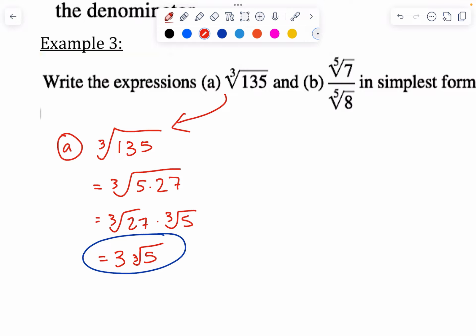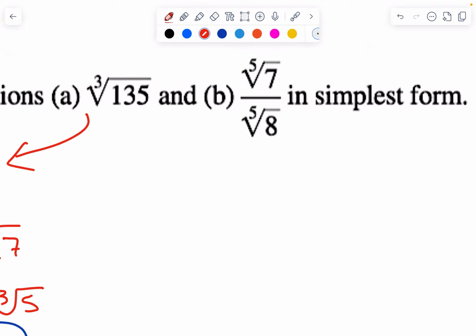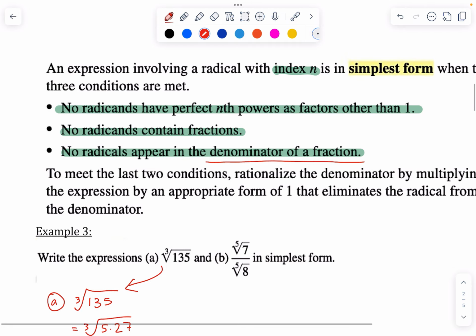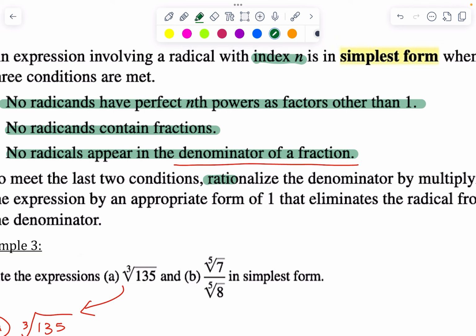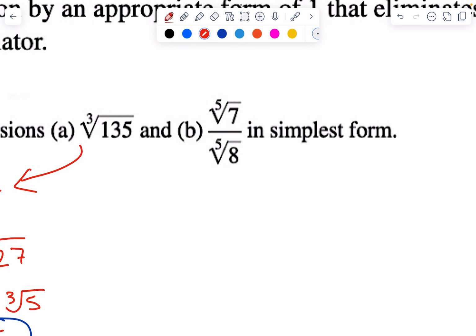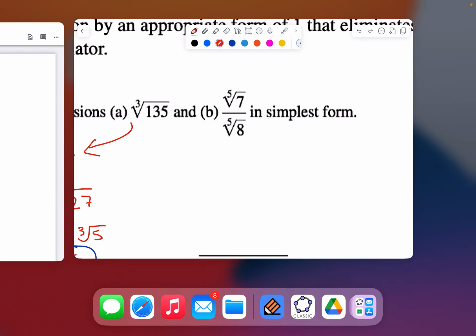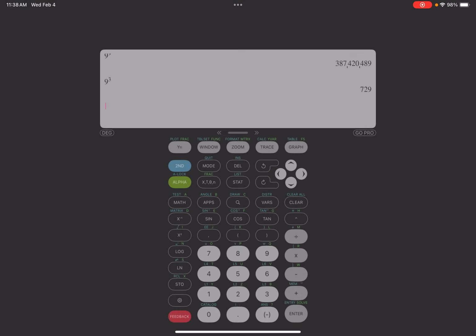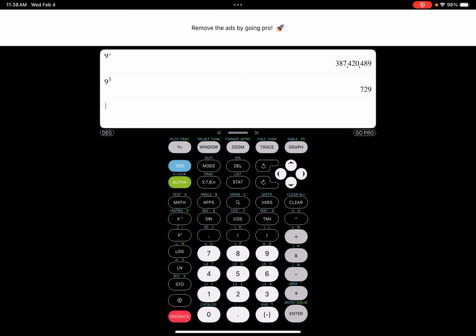Okay, for B, in this case, I have a fraction with radicals, so I need to, what we call, it's written right here, rationalize the denominator, okay? When we have radicals in the denominator, this is what we do. We need to rationalize the denominator. In other words, what that means is I want to multiply the top and bottom of this fraction by a value that gets rid of the radical in the denominator but keeps the expression equivalent to what we had originally, okay?